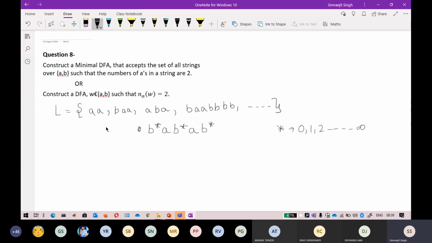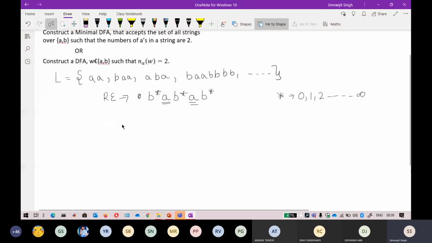If I write a regular expression of it, in this regular expression there are only two a's, but the b can be any number of times, so I do not need to worry about this b. If I draw an automata of it, you will see that this regular expression resembles the automata in a way. Okay, so I just need to start.